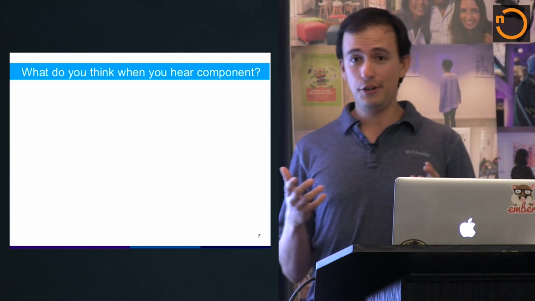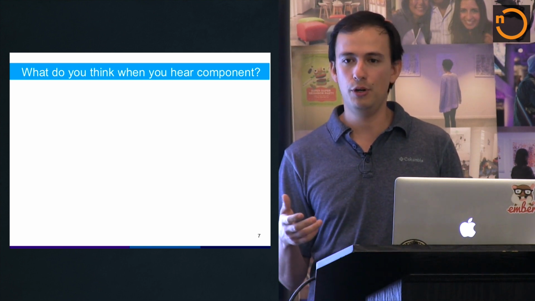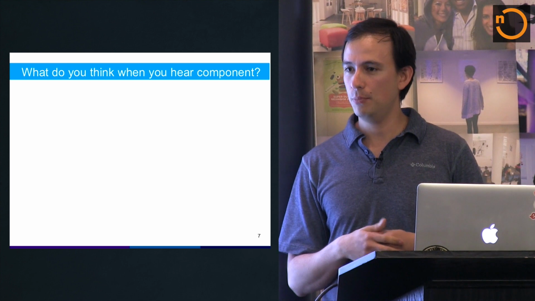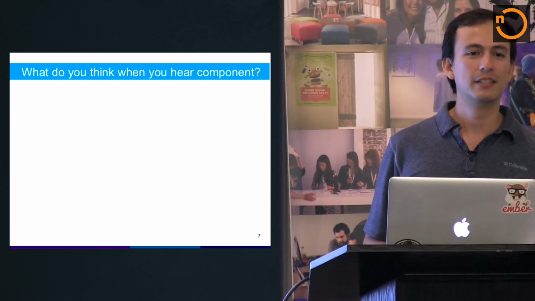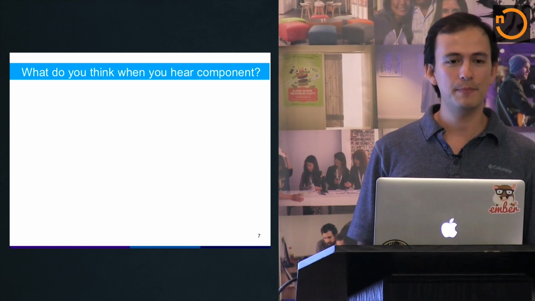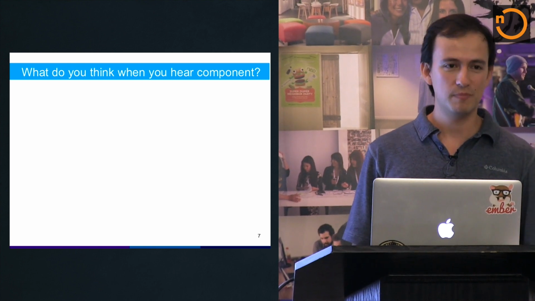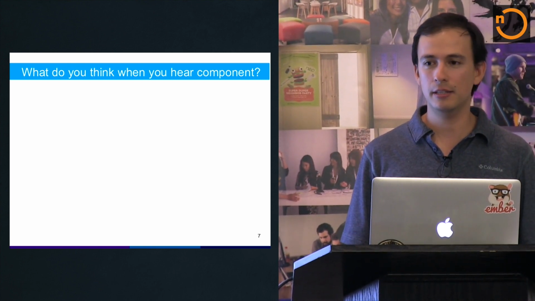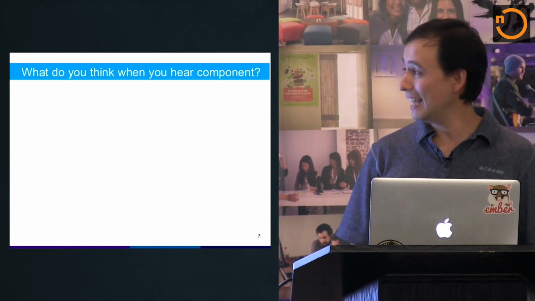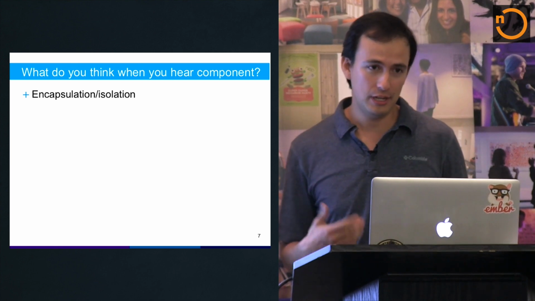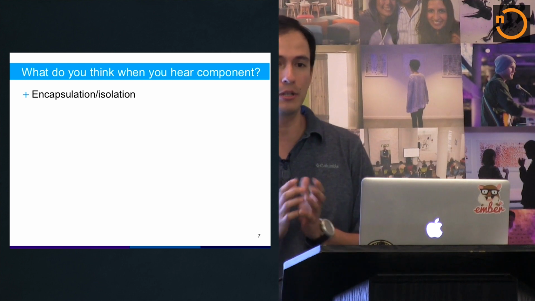So what do you think when you hear components? What's the first thing that comes to your mind? What do you think of components? Web components? Reusable elements, yeah. What else we have there? Self-contained. Isolation and encapsulation, yeah, that's a good one. The other ones were good as well, but I like that one, and I think encapsulation and isolation is probably the key attribute when we think of components.